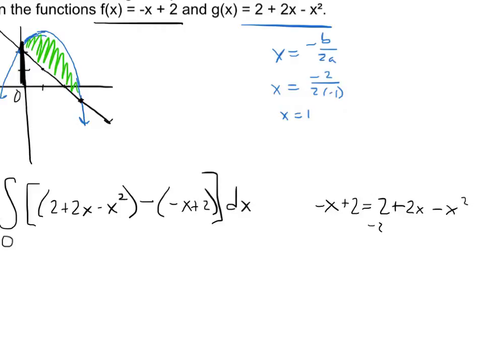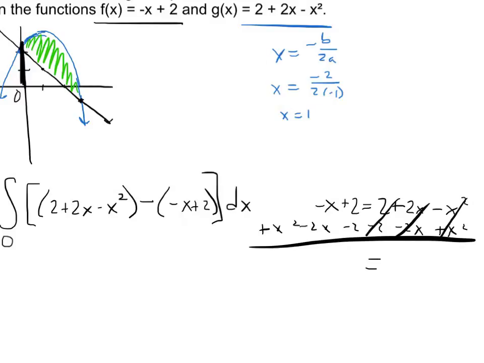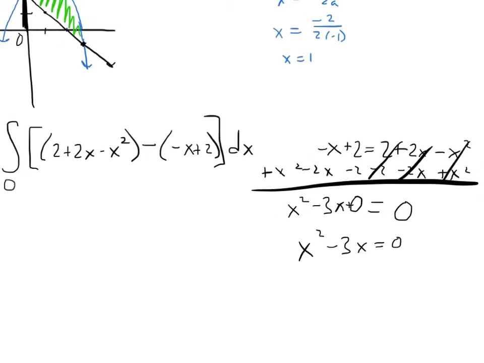So, if I subtract the 2 over, subtract the 2x over, add the x squared over, move everything over all at the same time, I will end up with, that's a plus 0 there. We basically got x squared minus 3x equals 0. If I factor this, I end up with x times (x minus 3) equals 0. So my points of intersection seem to be at 0 and at 3, which is really nice.